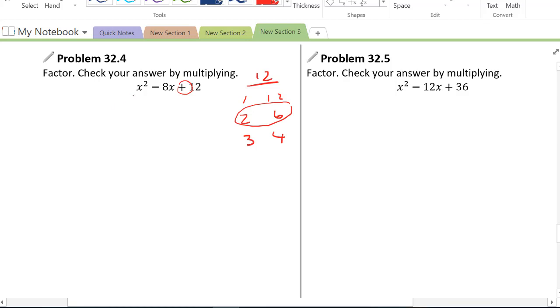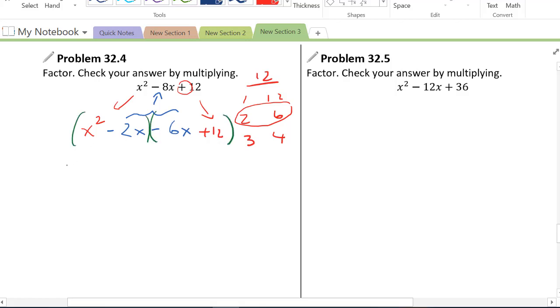So rewrite this term. That's going to be x squared, and I've got to make a negative 8 using 2 and 6. So negative 2x minus 6x. And then I'm going to bring down my 12, plus 12. And always double check. Make sure that negative 2x minus 6x is going to give us negative 8x, right? Which it does. Now we group factor.